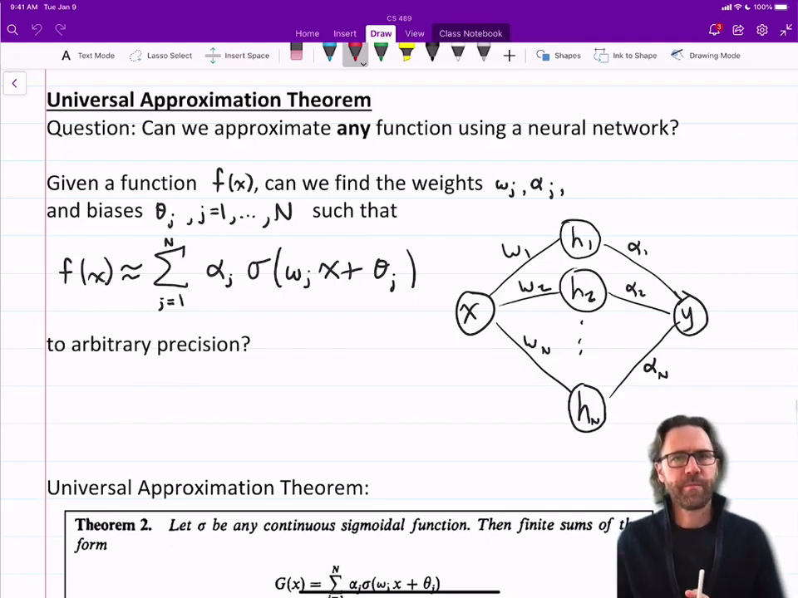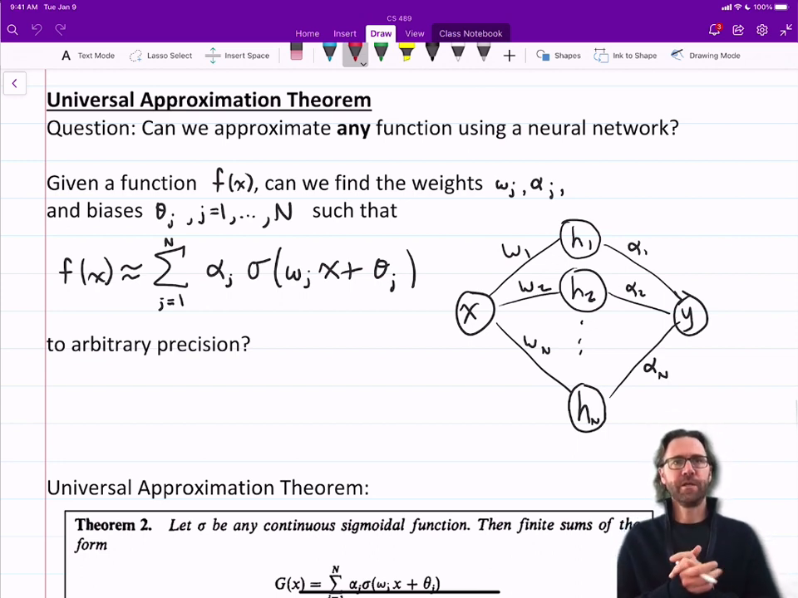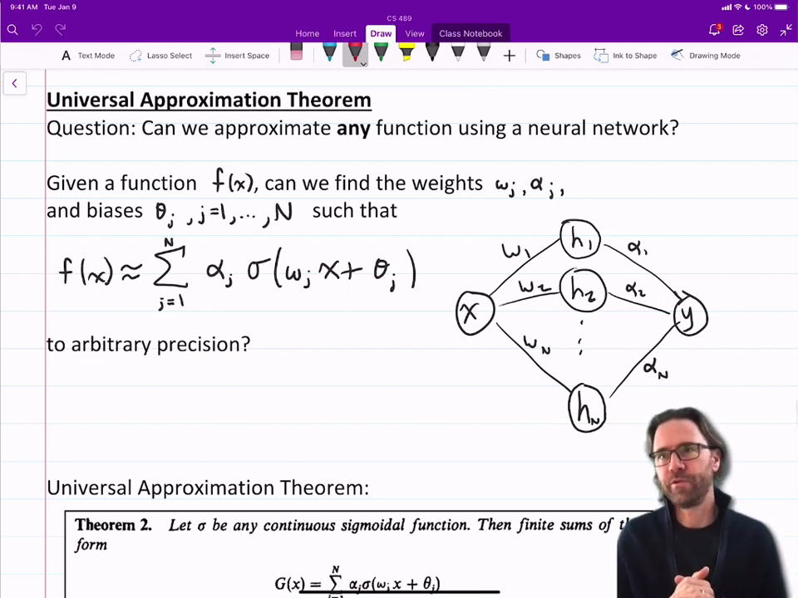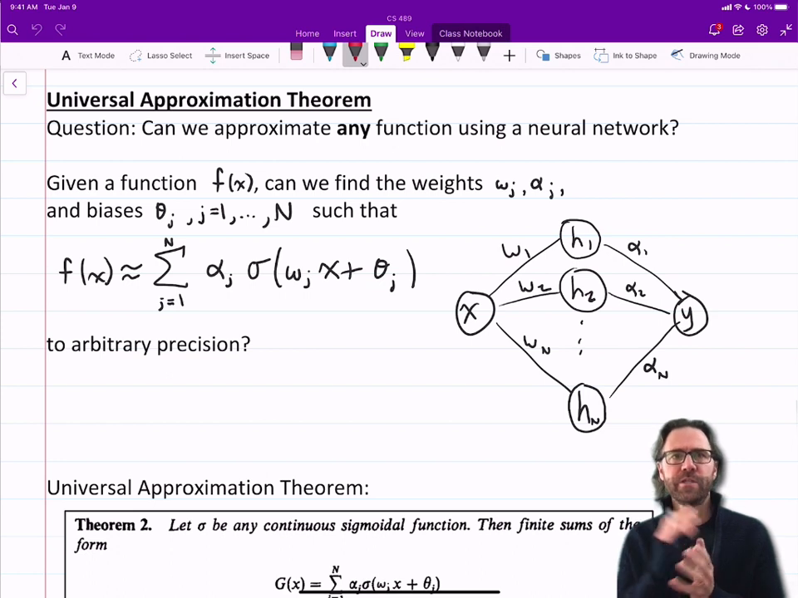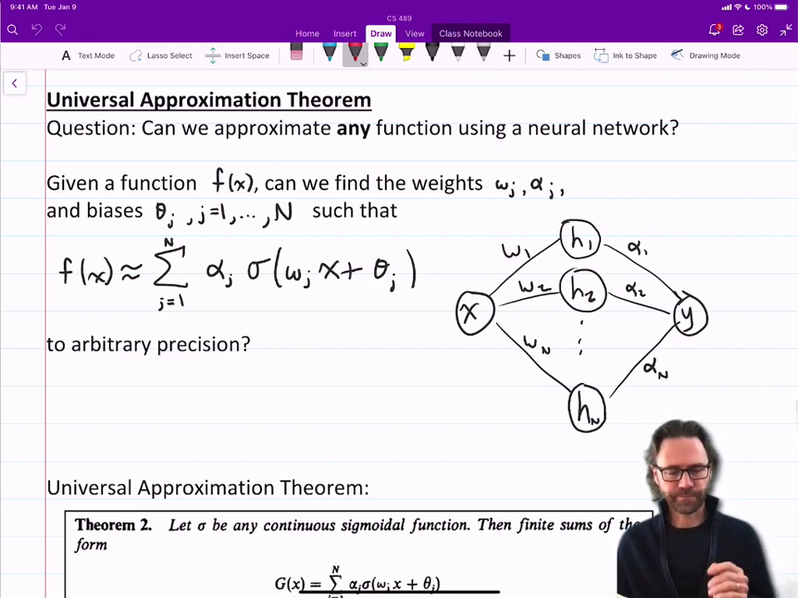Now that we've learned something about how neural networks can be used to model input-output mappings, functions, I'd like to talk a little bit about the theory behind that and the fact that neural networks can, in theory, be used to model any function. So I'm going to describe to you and prove to you at least a simpler version of something called the universal approximation theorem.